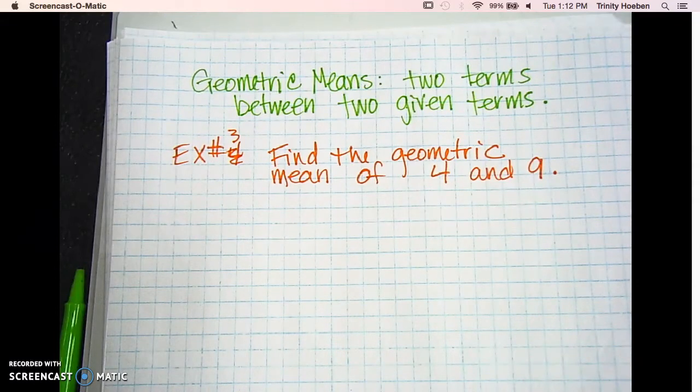Okay, so today we're going to talk about geometric means. So yesterday we talked about the arithmetic mean, right? Where you take two numbers and you do what with them? Add them together and divide by 2, okay? So last year in geometry, hopefully your geometry teacher taught you about something called the geometric mean, and it's slightly different. You want to take two numbers and multiply them together and then take the square root, okay?